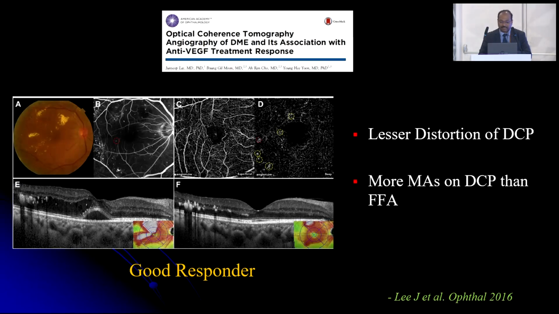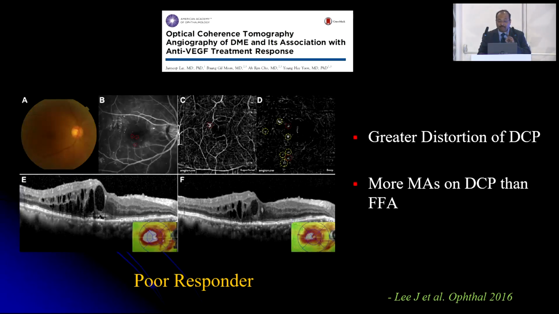So I'll just show you a few examples. An example of a good responder, where there was lesser distortion of the DCP. More microaneurysms, as we talked about earlier, are seen on the deep capillary plexus than can be appreciated on fluorescein angiography. A poor responder, on the other hand, had a greater distortion of the DCP, and you can see the microaneurysms again being seen better on the DCP in the right panel than on fluorescein angiography.